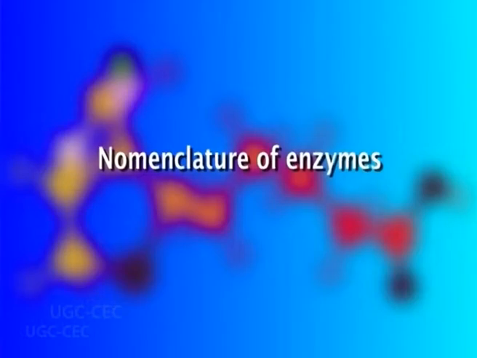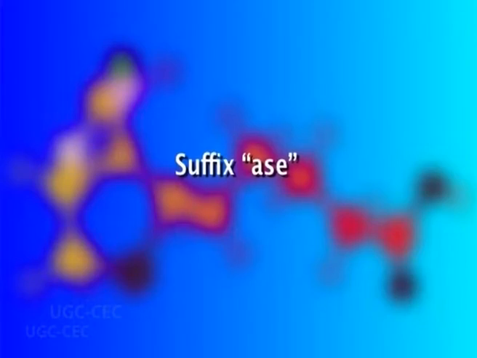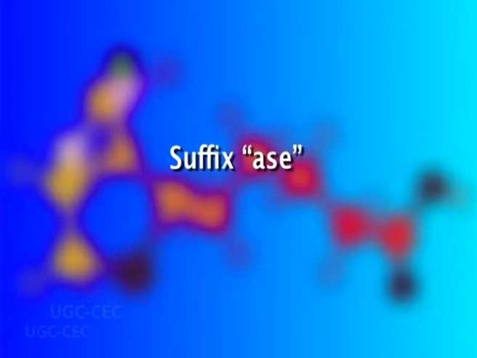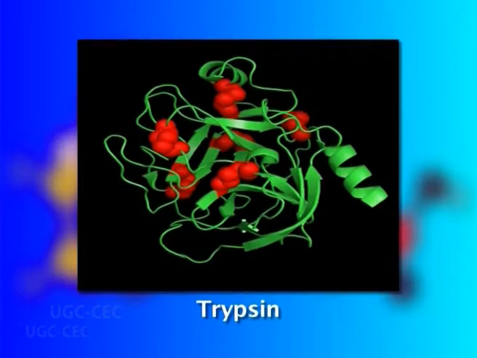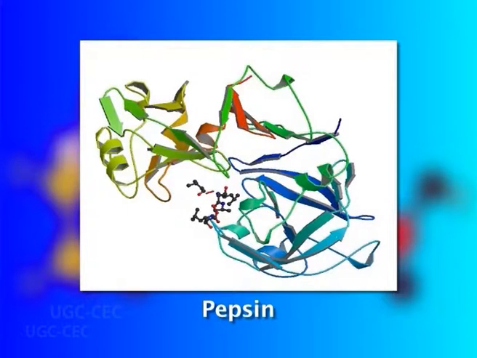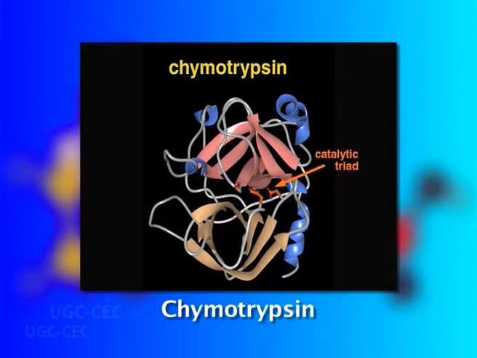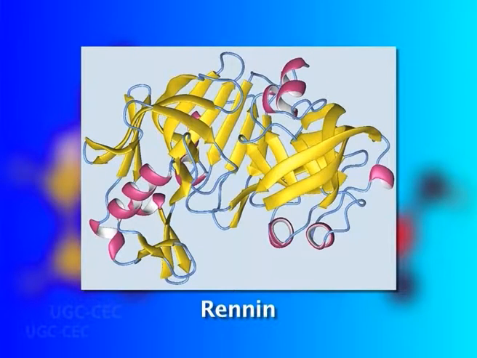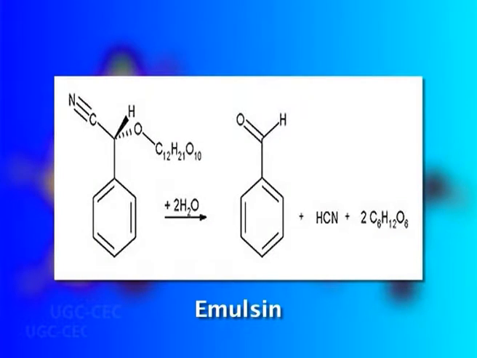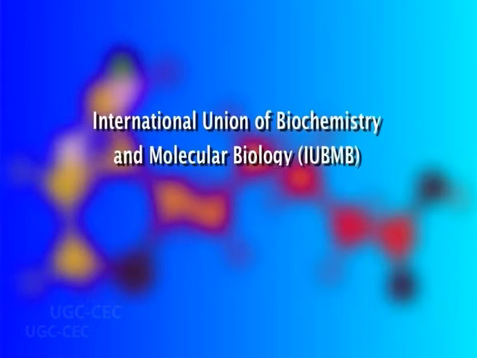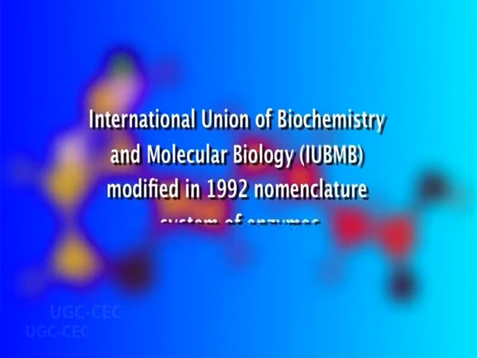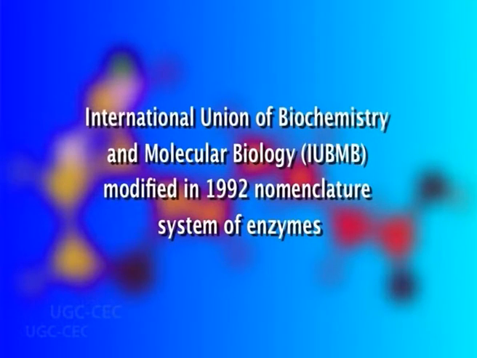Nomenclature of enzymes. Many enzymes have usually been named by adding the suffix "ase" to the name of their substrate or the catalytic reaction. Some enzymes have been named in an arbitrary way. Some of the examples are trypsin, pepsin, chymotrypsin, rennin, and emulsin. The earlier system of nomenclature was modified in 1992 by the International Union of Biochemistry and Molecular Biology.